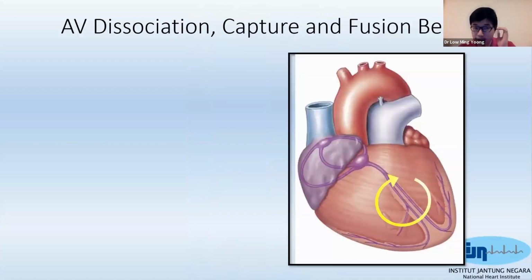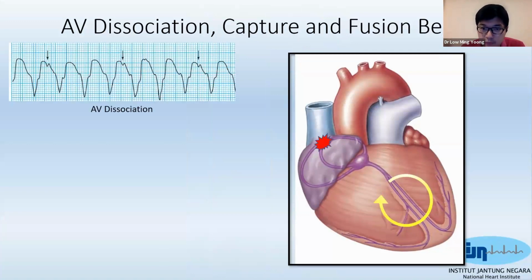Okay. So how do you explain AV dissociation, capture and fusion beat? So you have a VT that is running, whatever rate it is, 180, whatever, okay? So if the VT doesn't go back, that means retrograde, if it doesn't retrograde into the AV node and depolarize the atrium as well, the atrium actually beats on its own because why would it stop beating, right? VT is running below, atrium is beating, but of course the atrium is slower than the VT. So what you'll see is at some point of time, you will see P waves because interspersed with the ventricular activity, there will be P waves. This is the hallmark of VT for me.